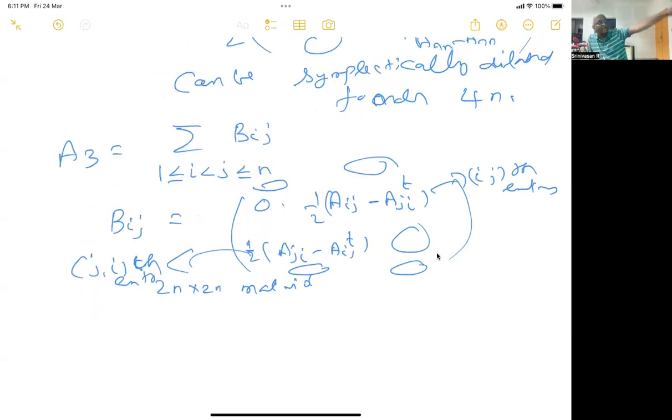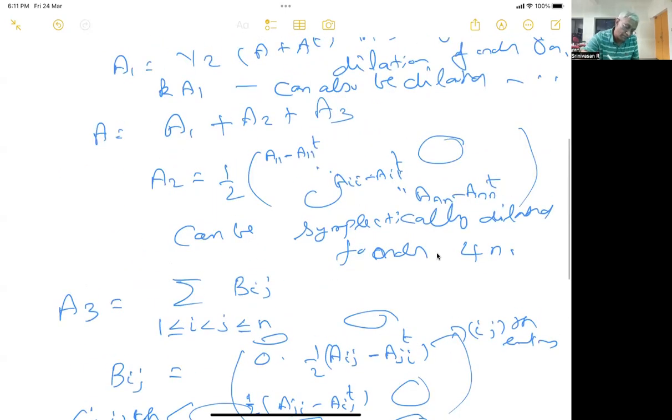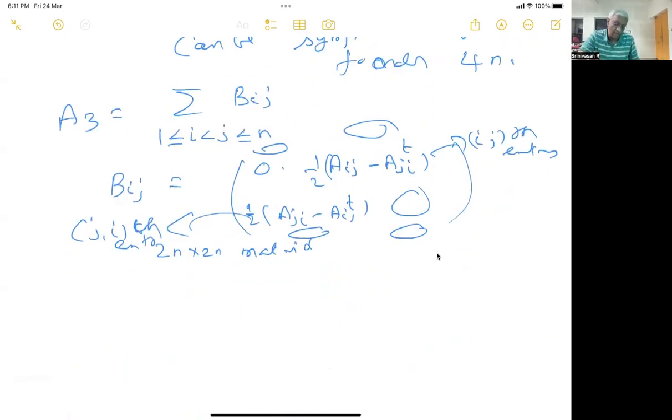Then this A3 is just the summation of those things. I mean, there should be a minus here. Right? Minus is there. No, it is just plus. I'm sorry. There is no minus. It is just the plus of those things, of A plus A transpose, A minus A transpose. The A transpose will cancel. Sorry, there's no minus. So Bij is like this.